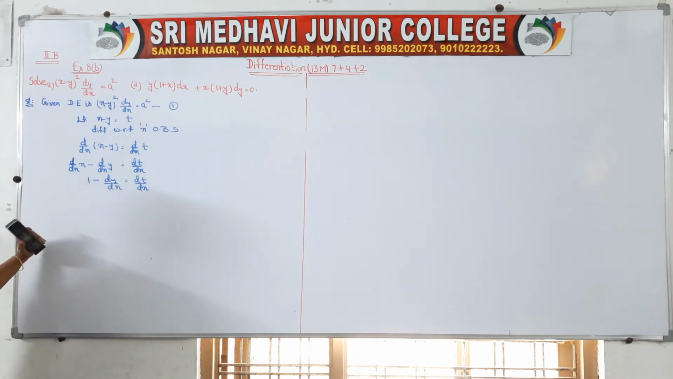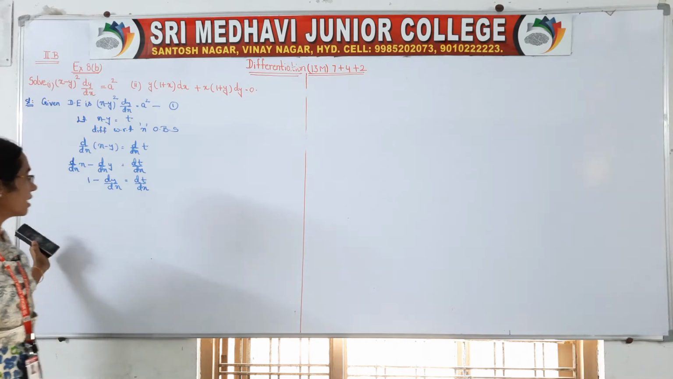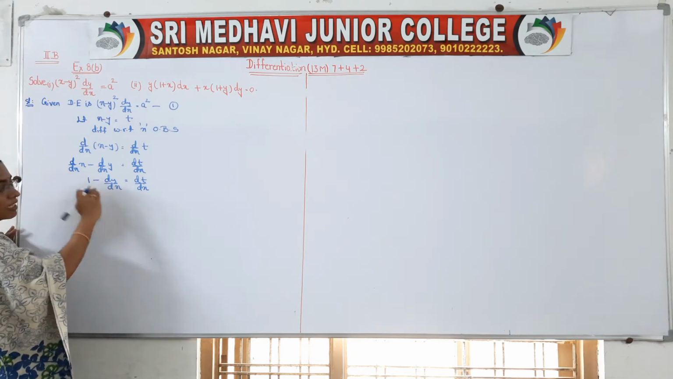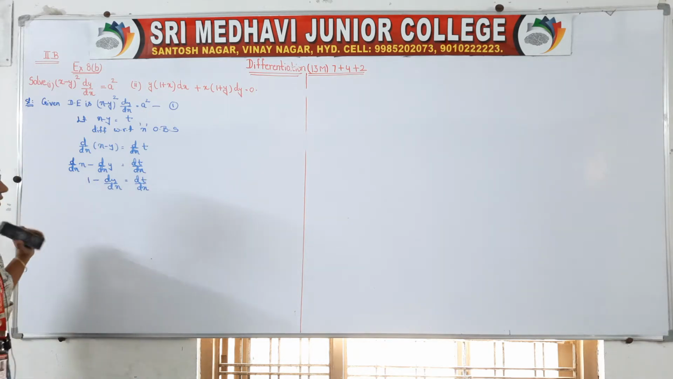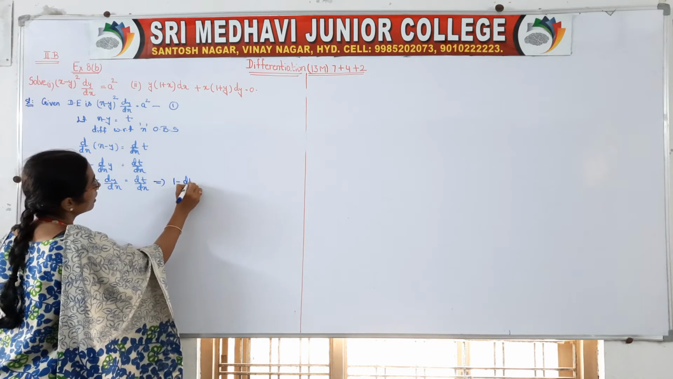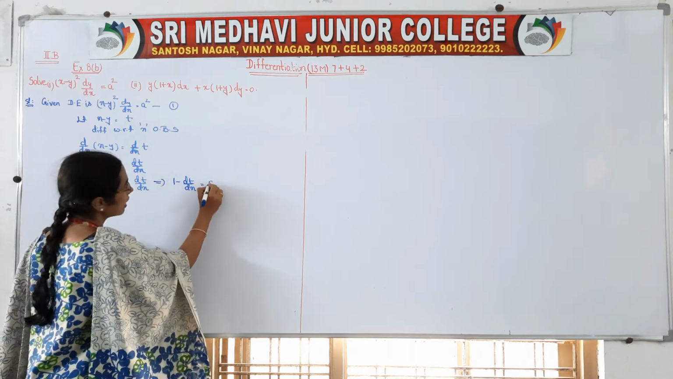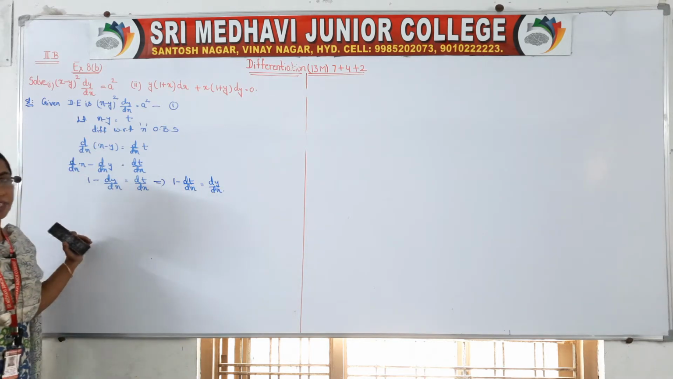Observe your first equation. It is (x minus y) whole square into dy by dx is equal to a square. That means we need dy by dx. Here your dy by dx has a negative sign. So send this term to that side and bring dt by dx to the left side. So what happens? 1 minus dt by dx. If we send this negative value to that side, it becomes positive dy by dx. So you got your dy by dx.